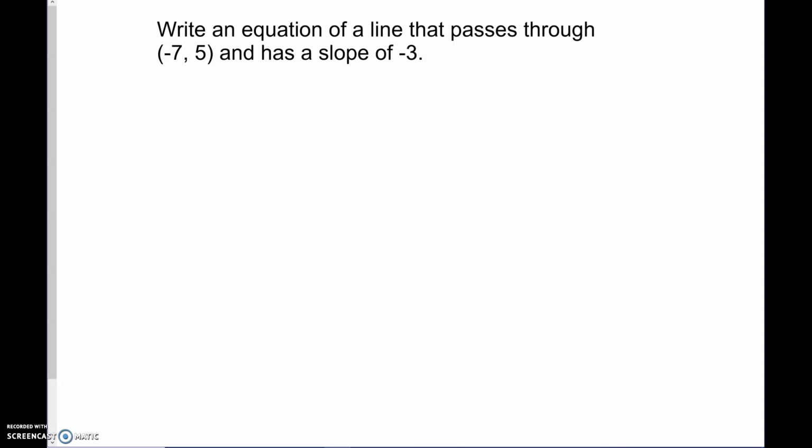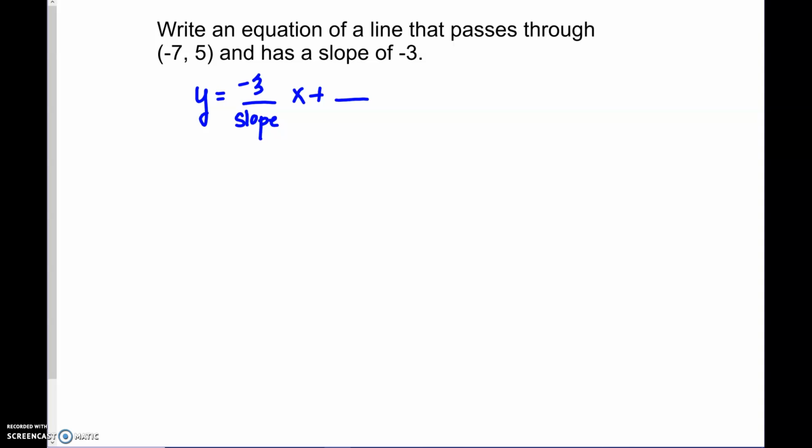So in this first one, it wants us to write an equation of a line that passes through a point, (-7, 5), and has the slope of -3. So we start by writing y equals blank x plus blank. Now, what number goes into this first blank? It's our slope, so we're going to fill in the number -3.